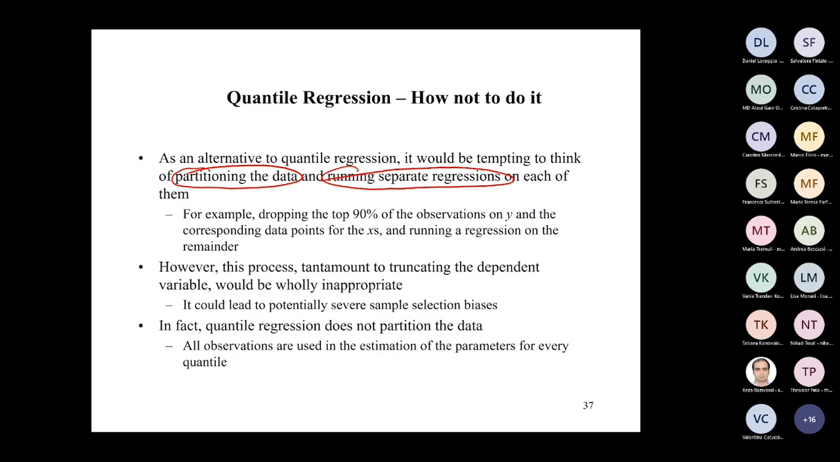For example, for the top 90% or for the bottom 10%, in order to see the different results when a variable is relatively low and when the variable is relatively high.